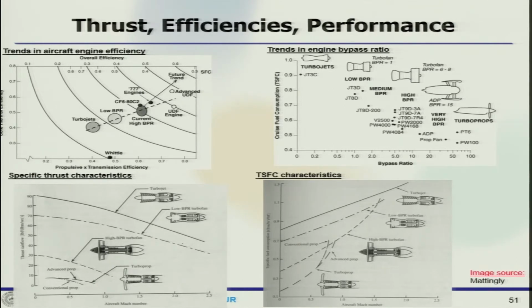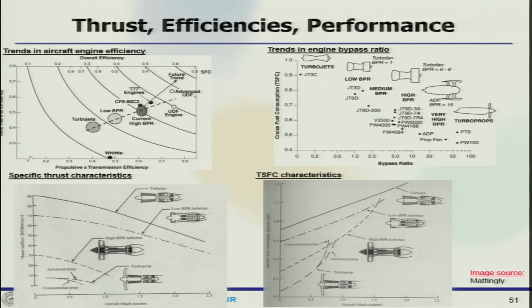that is your specific fuel consumption rate with the aircraft Mach number. Again this bottom curve is turboprop, then you have high bypass ratio turbofan, then you have low bypass ratio turbofan, how that is changing, and in between there is a small deviation for the turboprop, which is the conventional propeller engine, and this is where the turbojet is.